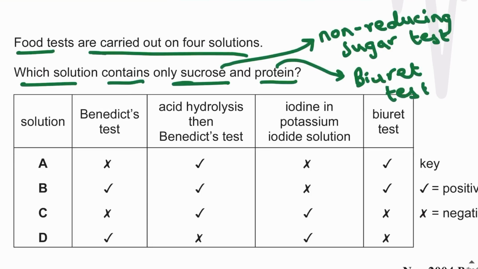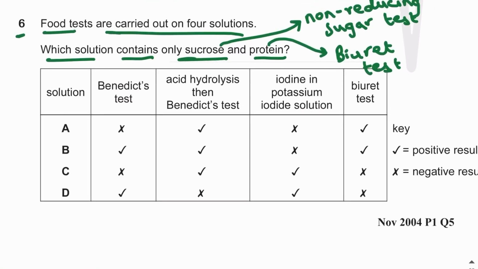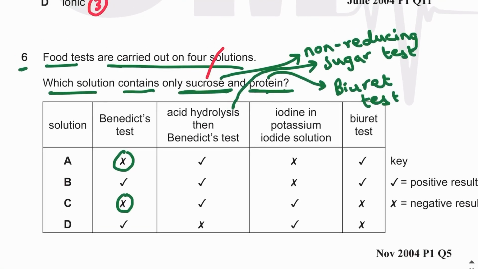So we need to choose a solution which contains only sucrose and protein. If we carry out the Benedict's test, it will be negative on sucrose and protein, right? Because there is no reducing sugar. If we carry out acid hydrolysis and then Benedict's test, so basically this is the non-reducing sugar test, right? If we carry out acid hydrolysis on sucrose, it will break down into glucose plus fructose, because sucrose will be hydrolyzed. And if we then carry out Benedict's test, the Benedict's test will come positive, right?